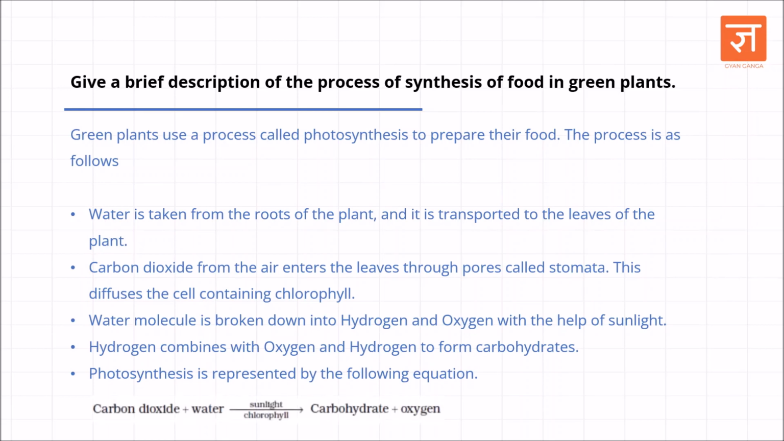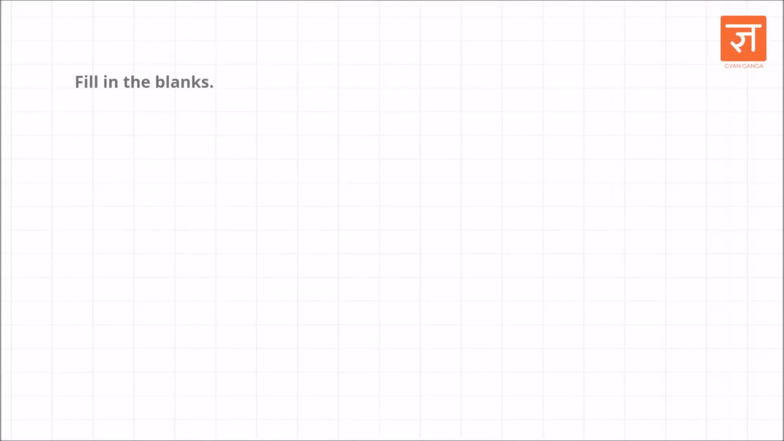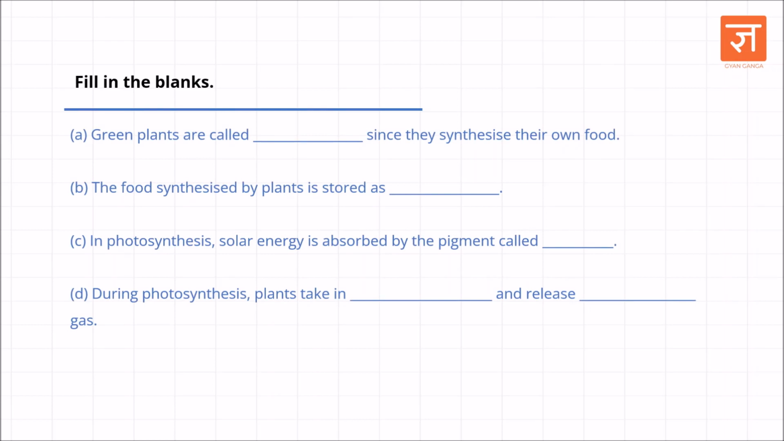And this is the equation of the process. Carbon dioxide plus water in the presence of sunlight and chlorophyll gives carbohydrates plus oxygen. Clear? Now let us do the fill in the blanks. Green plants are called autotrophs. Food prepared by photosynthesis in plants is stored as starch. In photosynthesis, solar energy is absorbed by the pigment called chlorophyll. During photosynthesis, plants take in carbon dioxide and release oxygen gas.